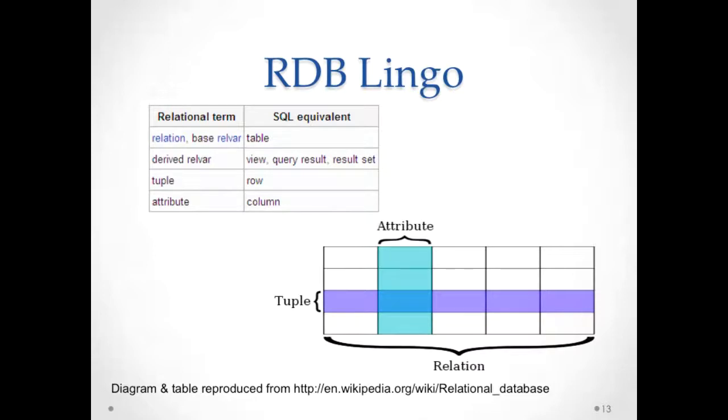So a table in relational theory is called a relation or a base relvar. This whole table at the bottom would be the relation. Remember, every table logically has rows and columns in it. A row in a relational database table, if people use relational theory language, they are going to call it a tuple. A column, they're going to call an attribute in a relational database table.